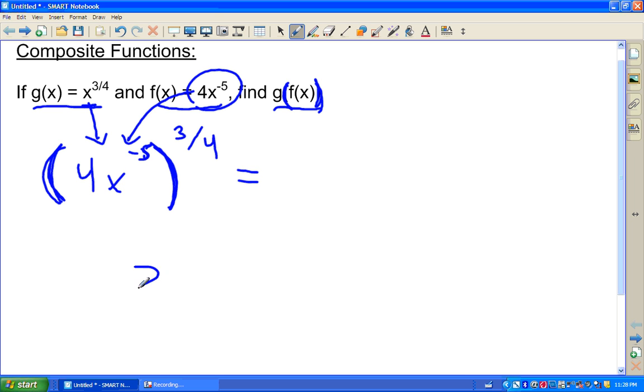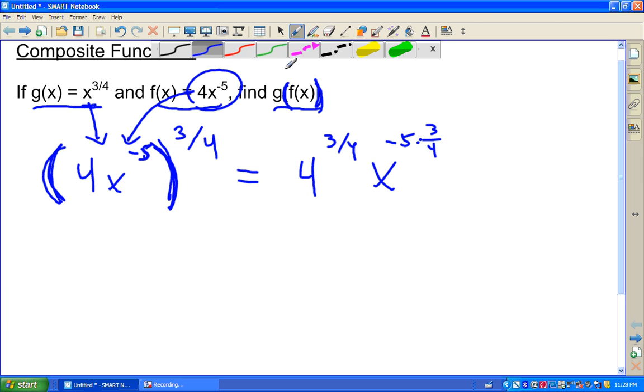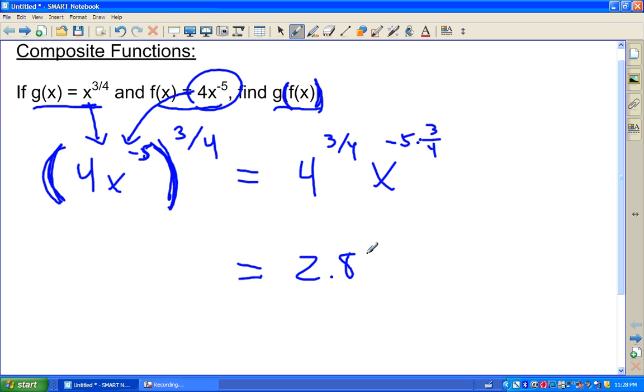Well, just like I would take 2x quantity squared, right? I square the number and I square the exponent, or square the variable as well. So I take the number here and I'm going to go 4 to the 3/4 times x to the minus 5 times 3/4, because that's what I do when one exponent is taken to another power like that. And so I'm going to now get this situation here where I'm just going to take 4 to the 3/4, which turns out to be 2.83. Okay, x to the minus 15/4. That's what it would look like.